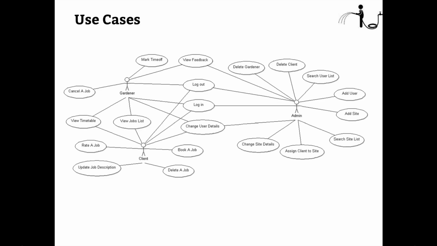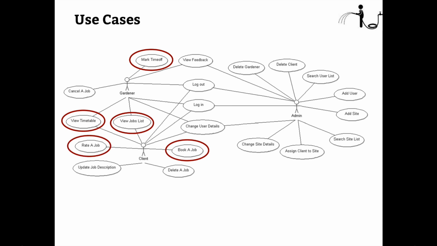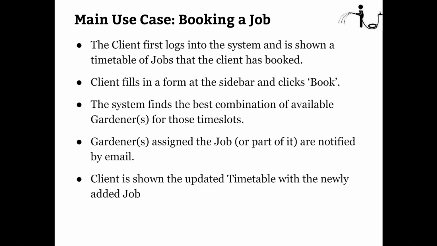This diagram shows the use cases that we have identified from our requirements and how they connect to the actors. The client is mainly interested in booking a job, and likewise, a gardener is able to use the system to mark a time off. In addition, gardeners and clients will be able to view the jobs that are associated with them, whether they have been assigned or requested them, in the form of a timetable or a jobs list. And finally, once a job is completed, the client will be able to rate the job that the gardener has done. So let's look into one of the main use cases, which is to book a job.